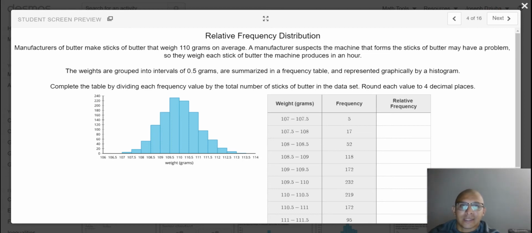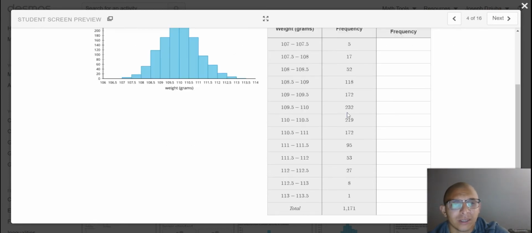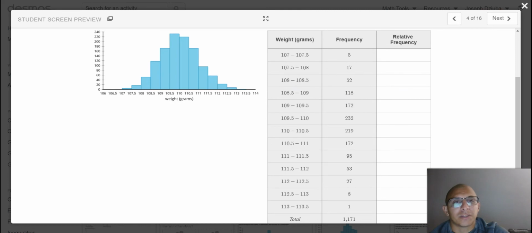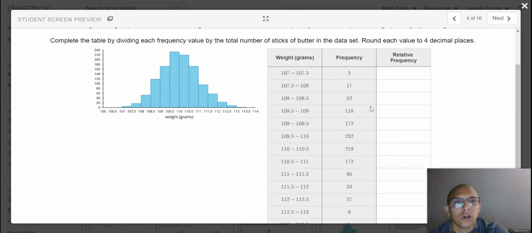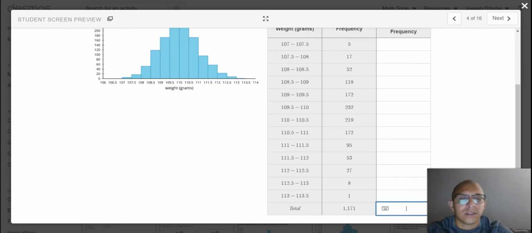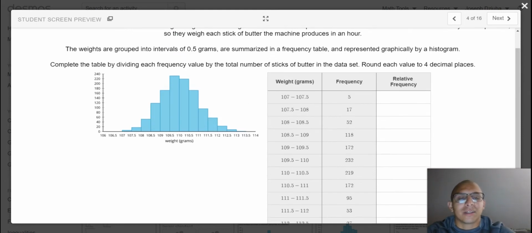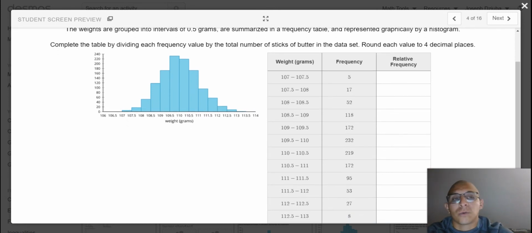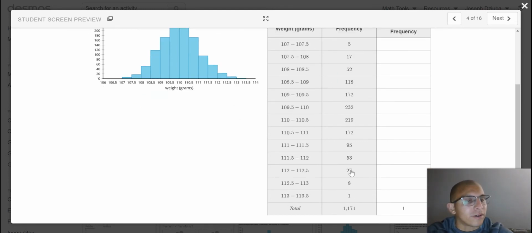Knowing that we have a certain amount of data and the frequency, we have a total of 1,171 sticks of butter whose weight was measured, and a specific frequency based on the weight of that stick of butter. Calculate the relative frequency for each weight interval. The relative frequency for the total would be 1, which represents the area under the curve. If you are not sure what the relative frequency is, the relative frequency is nothing more than the frequency of that particular interval divided by the total number of values.